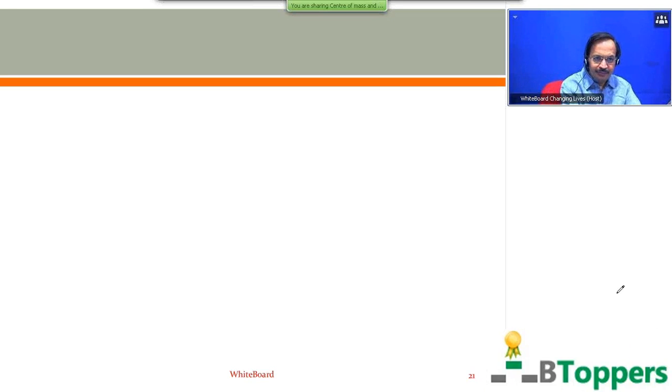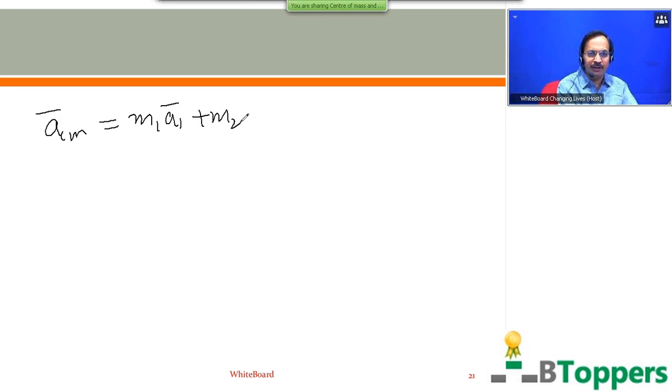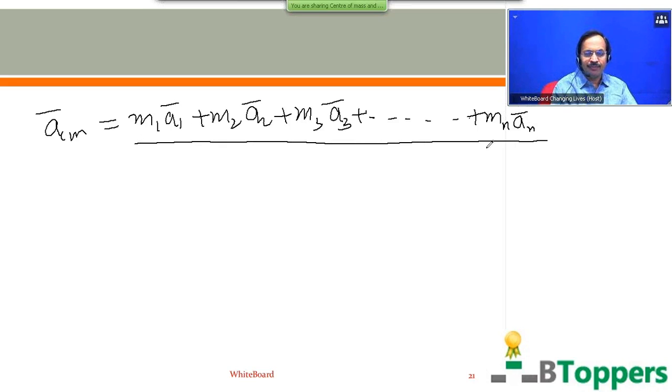So the linear acceleration vector of the center of mass of the system with n particles is given by A_cm bar equal to m1 a1 bar plus m2 a2 bar plus m3 a3 bar plus up to mn an bar, divided by the sum of the masses of all the n particles of the system. So this gives you the expression for the acceleration of the center of mass of the n particles.